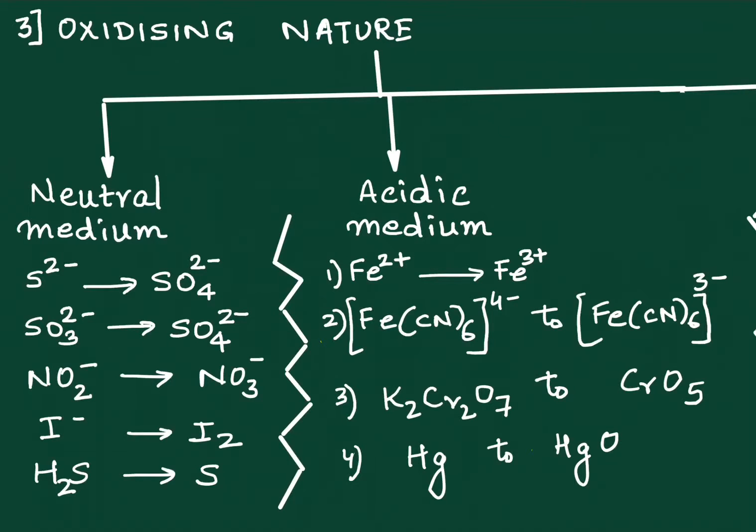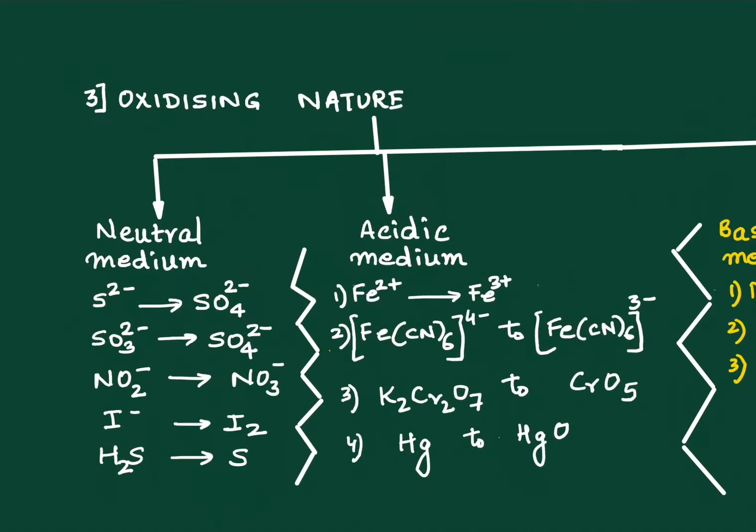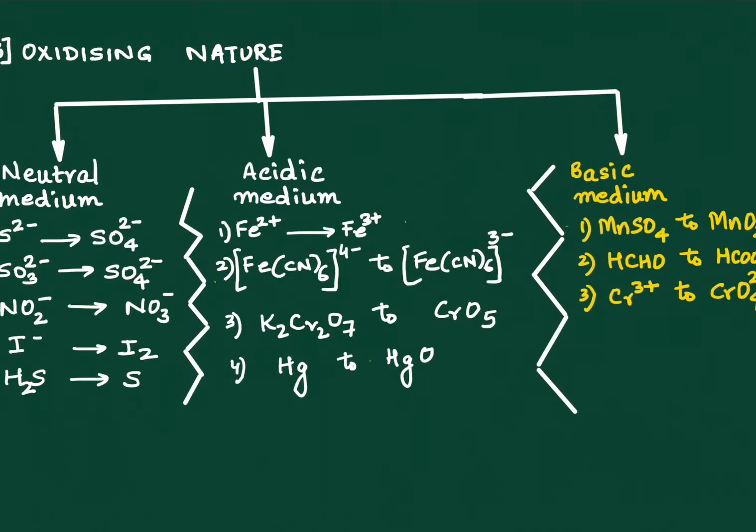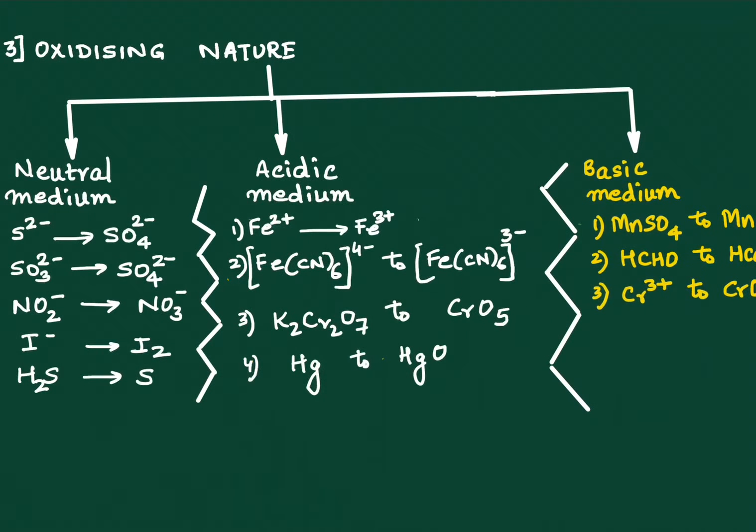We go on next to the oxidizing nature of hydrogen peroxide. Now, interestingly, hydrogen peroxide shows oxidizing nature in 3 different media: neutral medium, acidic medium, and basic medium. Some of the examples of oxidizing nature of hydrogen peroxide in neutral medium: sulfide to sulfate.